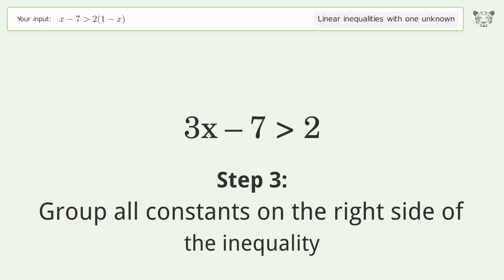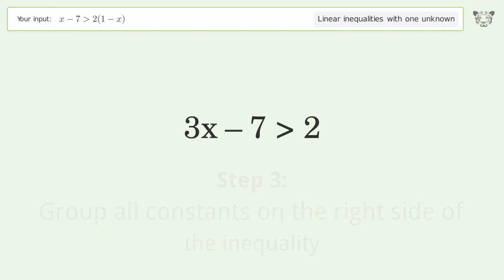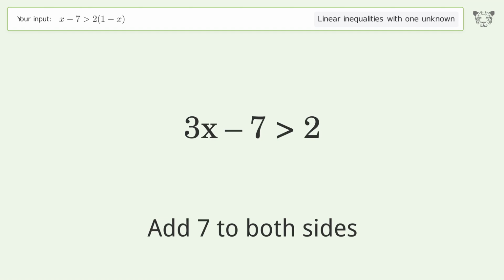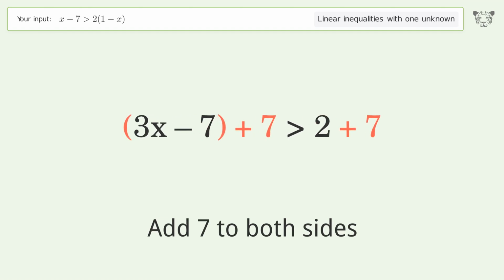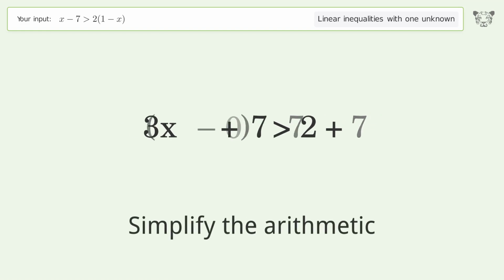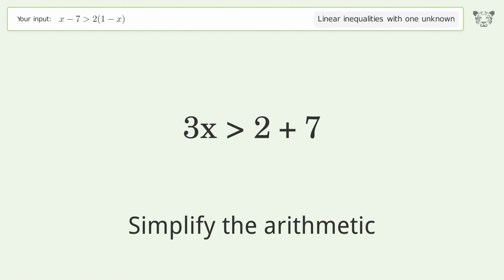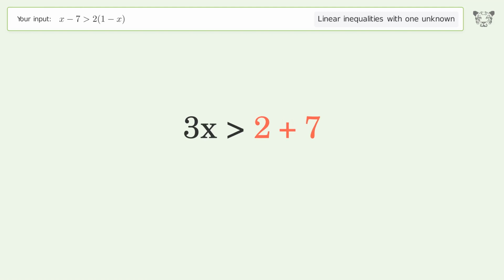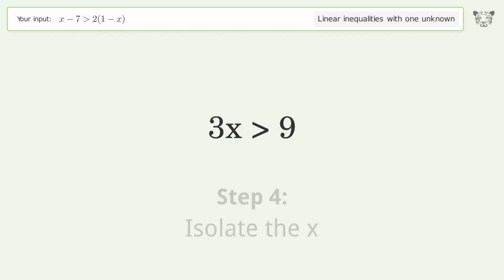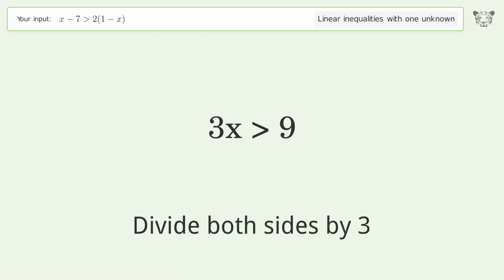Group all constants on the right side of the inequality. Add 7 to both sides. Simplify the arithmetic. Isolate the x. Divide both sides by 3.